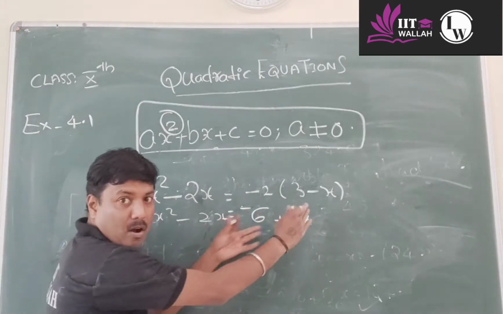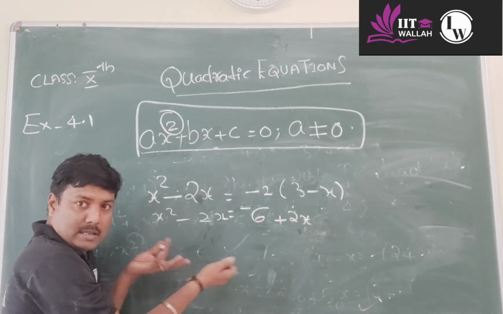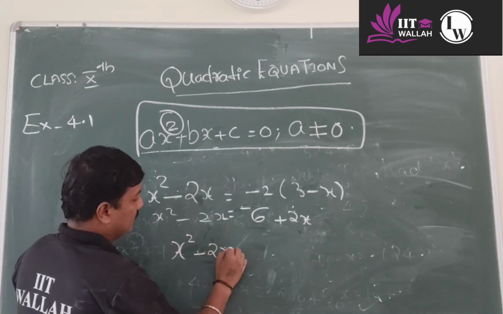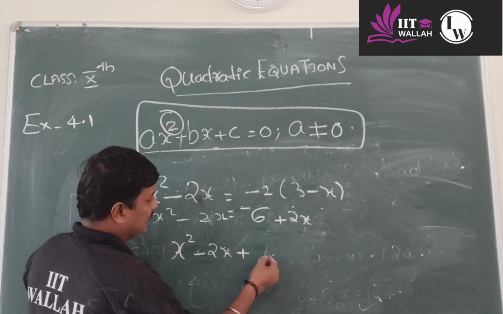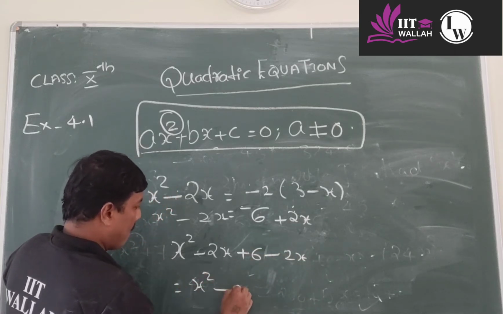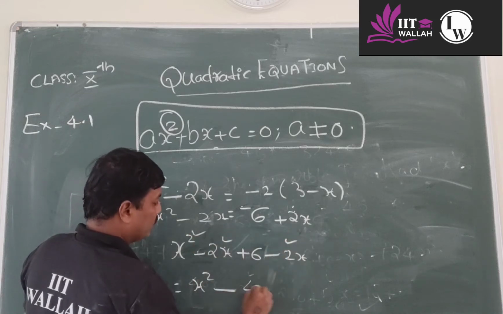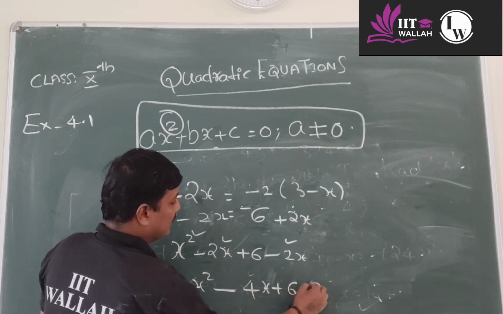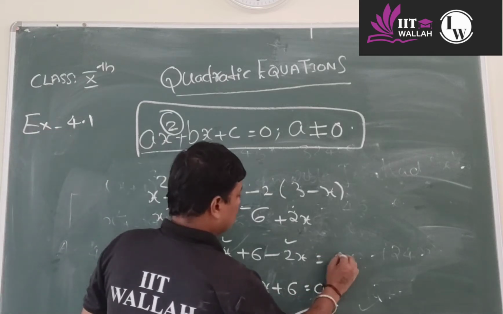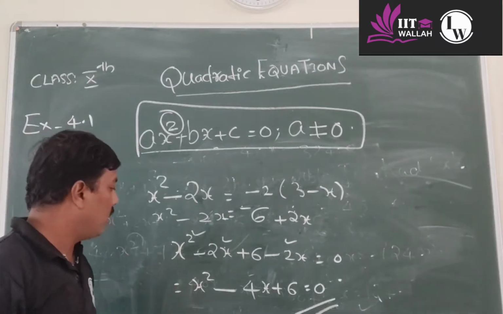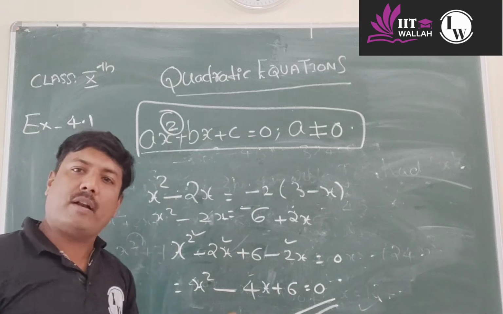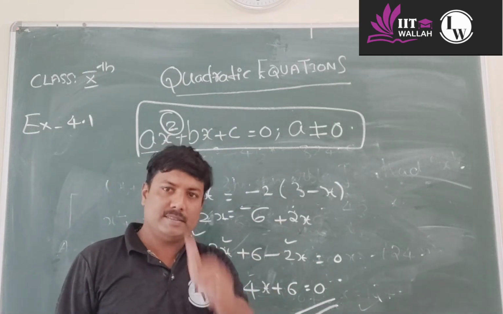So you can take all terms to LHS. X square minus 2x, this will become plus 6 minus 2x. It will become x square minus 2x minus 4x plus 6 is equal to 0. Okay, so here you check what is the highest power? 2. So it is a quadratic equation, no doubt. Is it clear? Yes, good.